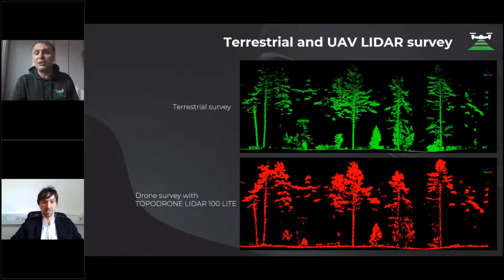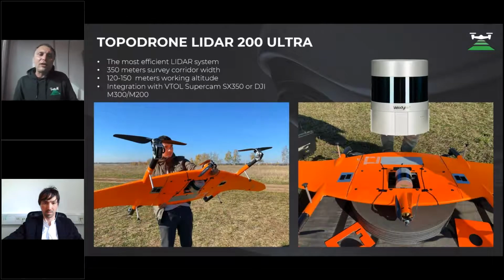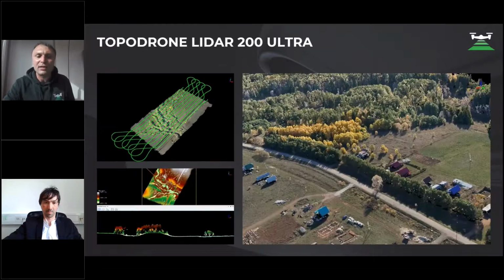And of course, we compare our LiDAR with terrestrial scanning as well. Here is an example of terrestrial LiDAR, the green one, and drone LiDAR survey, the red one. And you can see that we can easily penetrate dense vegetation, and the quality of the point cloud is very good. And of course, our LiDAR can be installed on a VTOL to cover a huge area like 5 square kilometers per one flight, and you will get very accurate and amazing results.